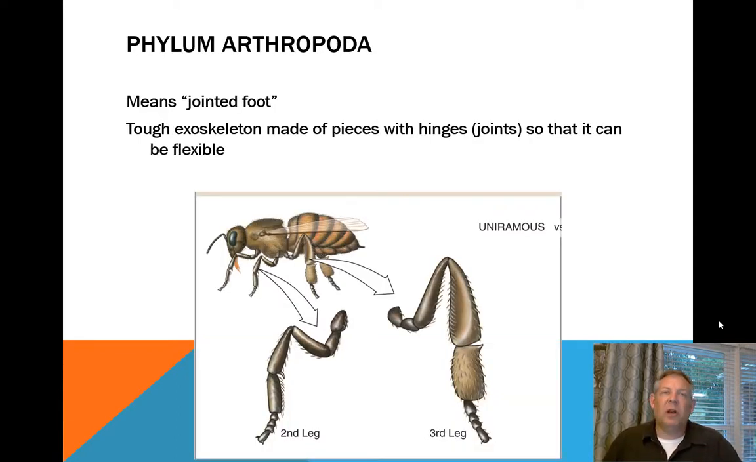And I haven't mentioned it already, but Arthropoda means jointed foot. And so that's sort of one of the things. We talk about this suit of armor, and it's got joints in it. And so you can look at the cuticle when you observe any arthropod, and you can see that it's got hinges or joints. And so that's where it kind of gets the name jointed foot.